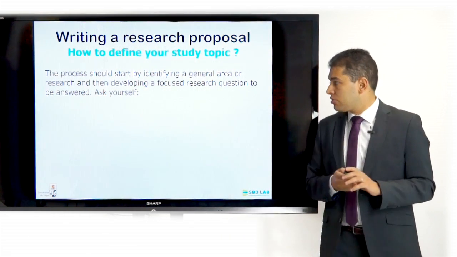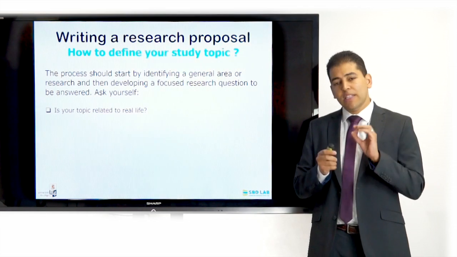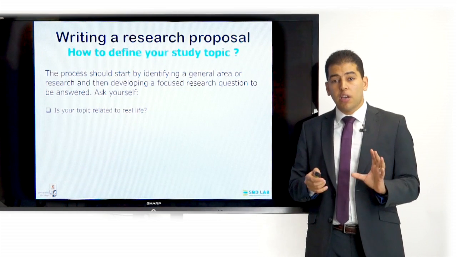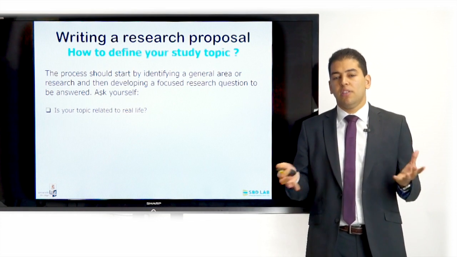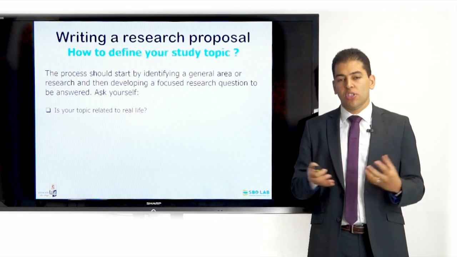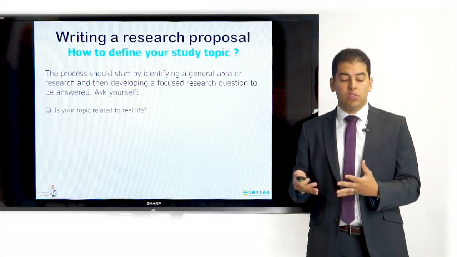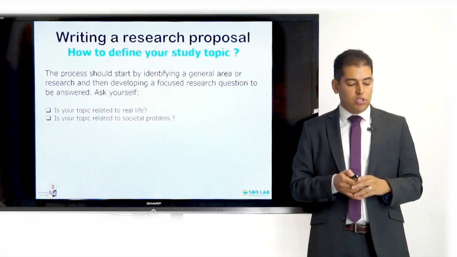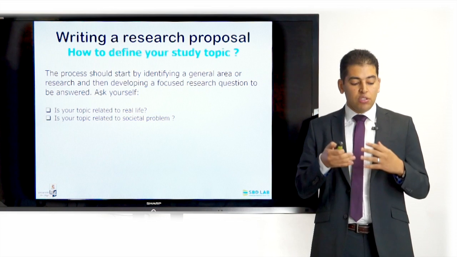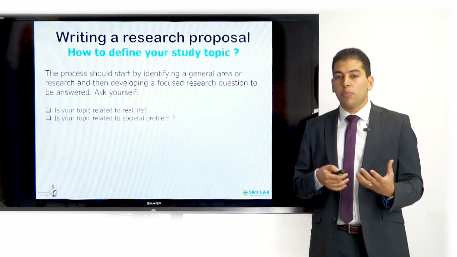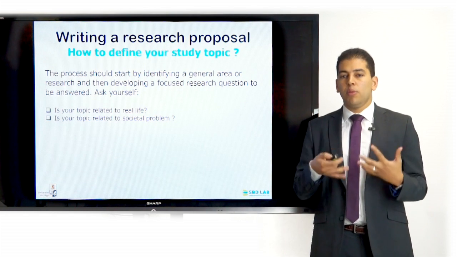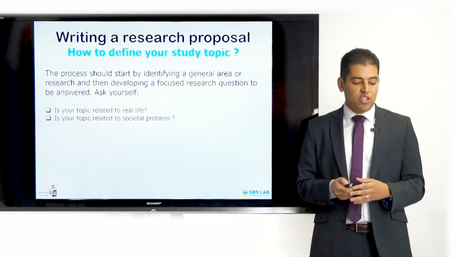So you have to ask yourself the following questions. Is the topic related to real life? Because we are looking at applied science, we are looking at applied research. So you have to make sure that this is related to real life. When you answer this question, you have to come to the next question. Is your topic related to a societal problem? Is it a real problem in society that your research is addressing?